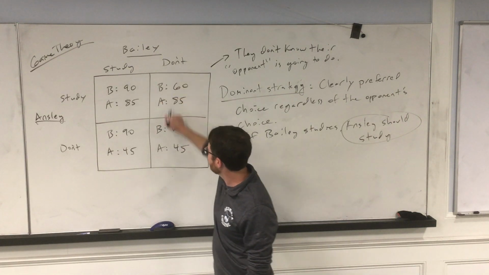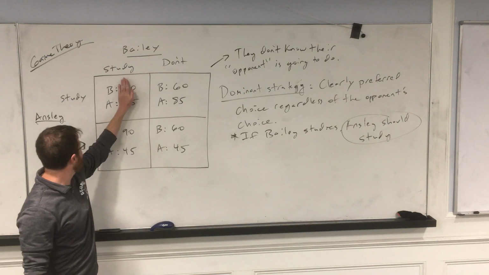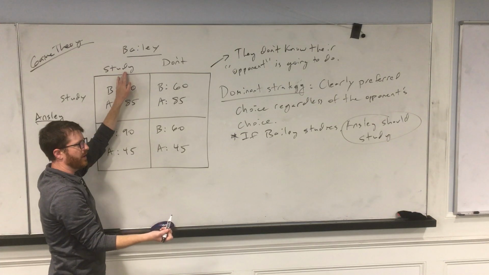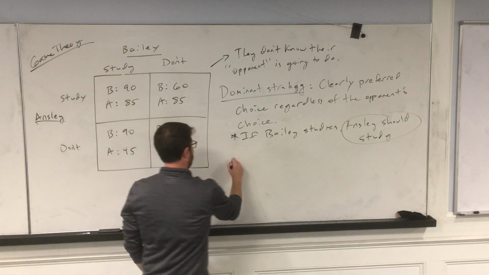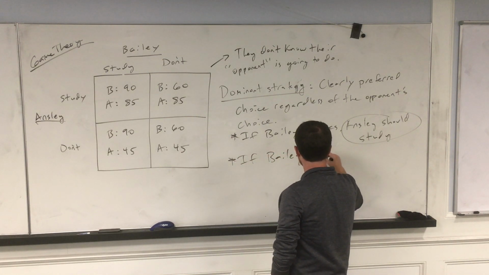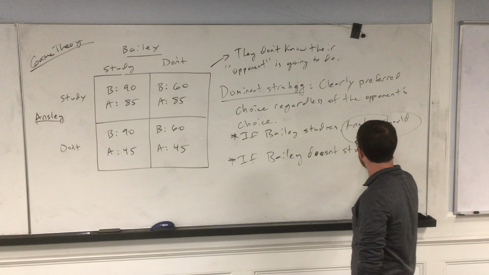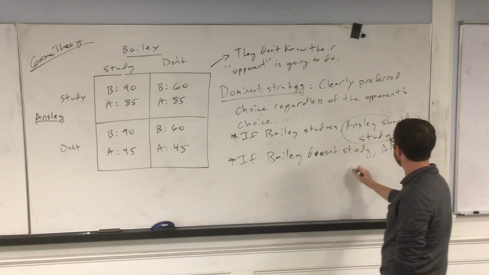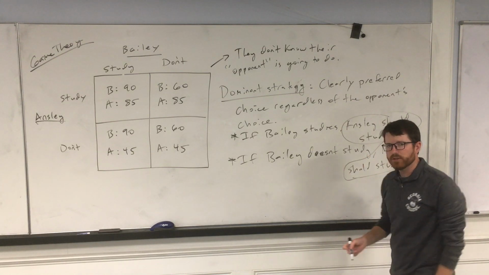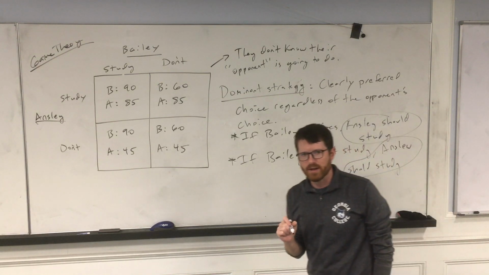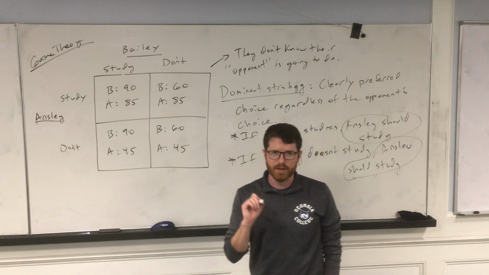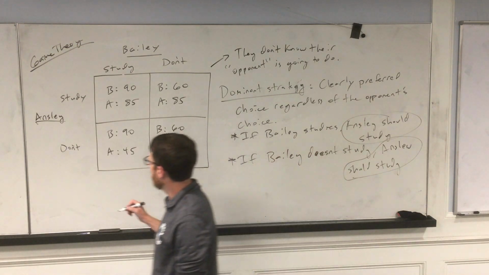So what if Bailey doesn't study? All right? If Bailey doesn't study, Ansley would get an 85 by studying or a 45 by not studying. So it turns out if Bailey doesn't study, Ansley should study. And so thus, what we have here is a dominant strategy. Ansley is going to study regardless of the choice that Bailey makes. So that is called a dominant strategy. All right? So that's what Ansley's going to do.